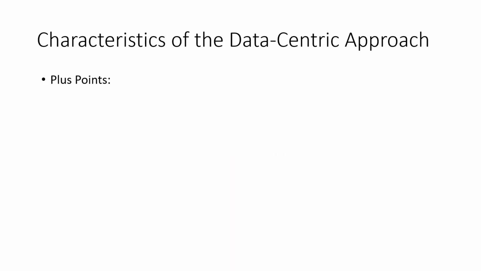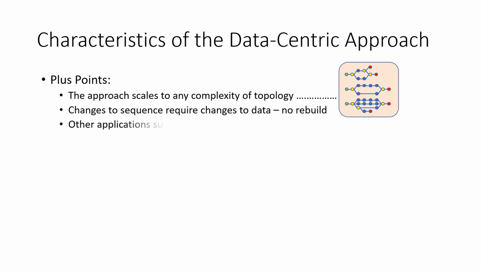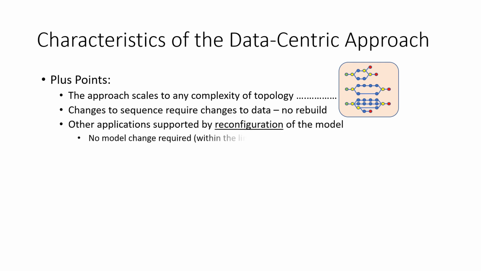Let's quickly summarize the pros and cons of this approach. Firstly, the approach scales to any complexity of topology. The model would handle any of these topologies, for example, using different instance populations of the same model. Changes to an existing protocol sequence simply requires reconfiguration of the model. And other applications and job types are also readily supported without a model change, provided they are within the limits of the supported topology types.